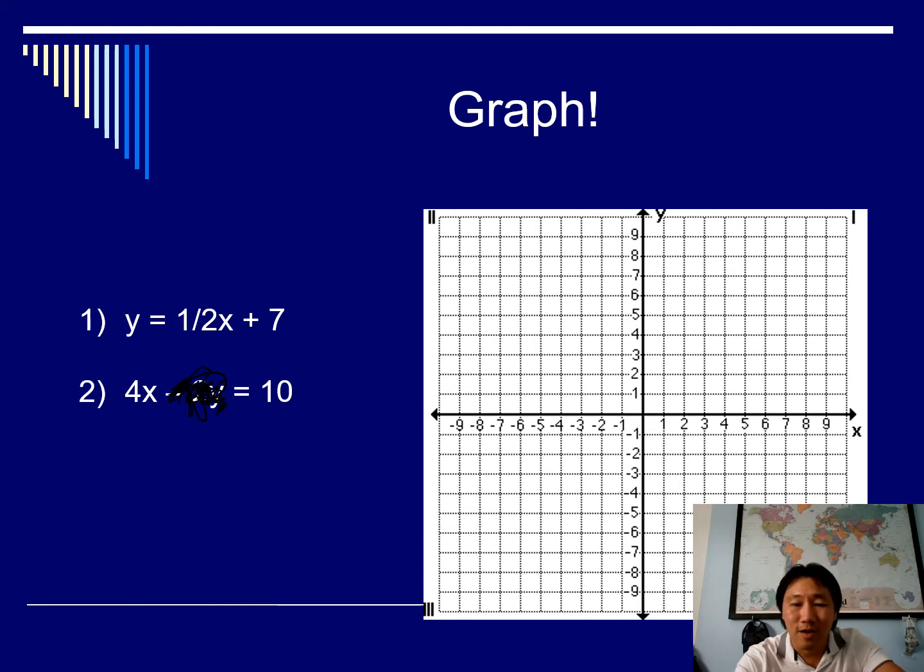I did my best to cover it up. And then you just solve that simple equation. 4x is equal to 10. If you divide 4 over to the other side, you should get 2.5. And that's called the x-intercept. So 2.5 is right about here, the x-intercept.